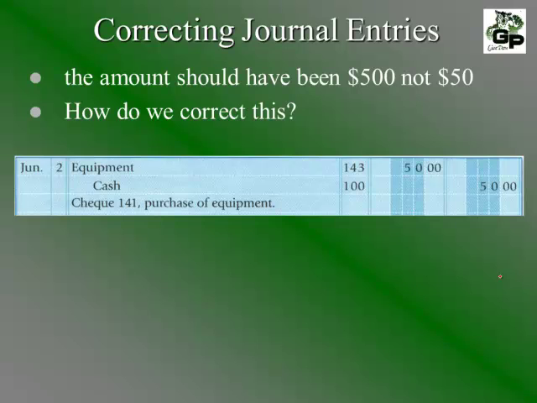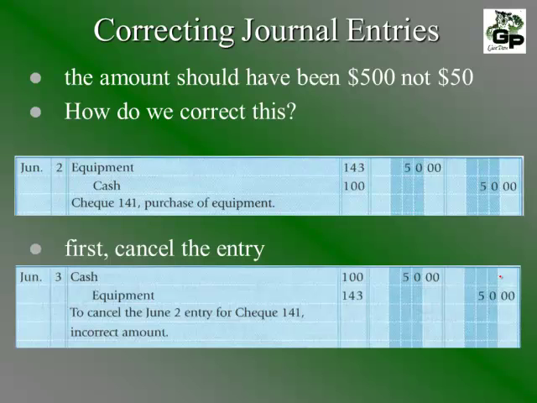So once you find an error, you have to go back to the journal and make some corrections. So an example could be that the amount should have been 500 rather than 50 as entered in the journal. So we can see here we have a journal entry that is incorrect. It says 50 when it should be 500. So how do we correct it?